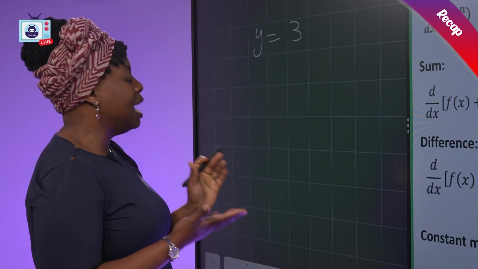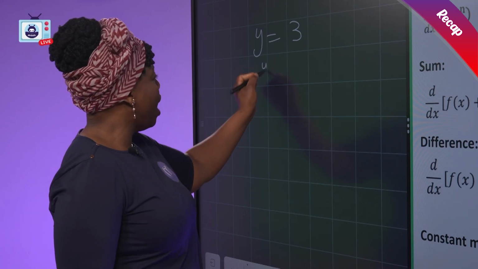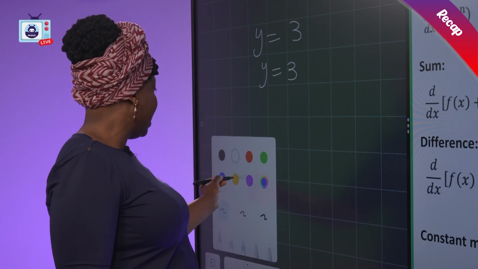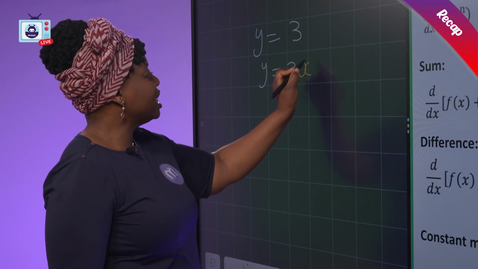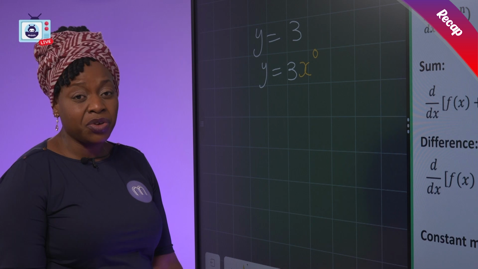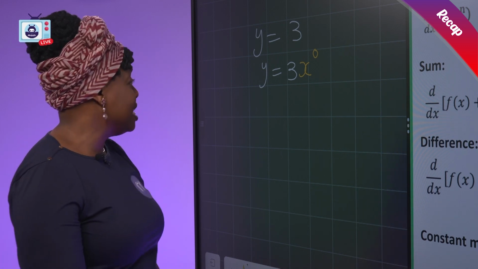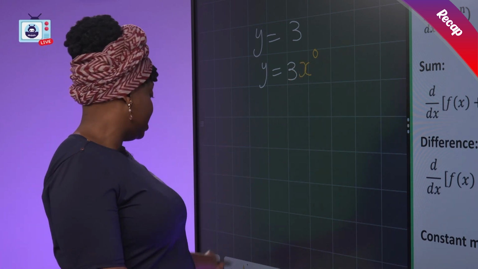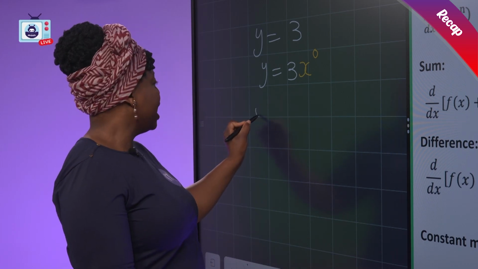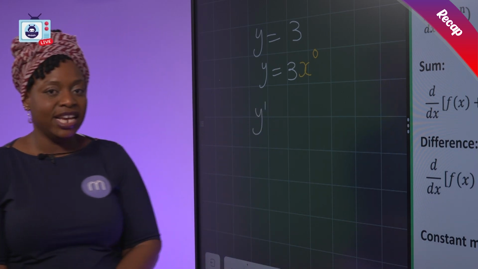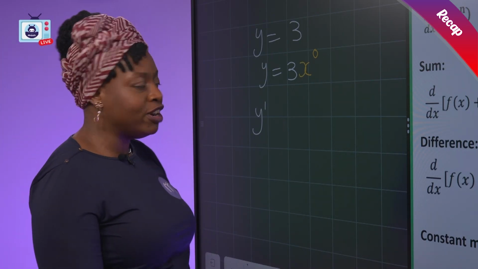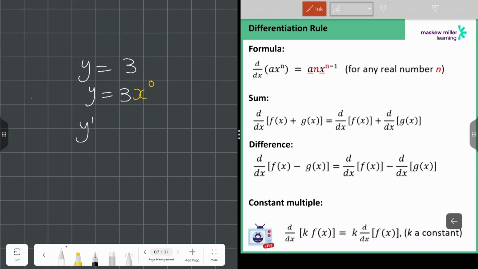What is literally happening here is that I have y equals 3. Somehow I do have x, right, to the exponent 0, but we are not writing that because x to the exponent 0 is 1. We don't write that. So when I derive this, remember I said there are many notations. I can write y with a dash, or I can write d over dx, or I can write dy over dx.